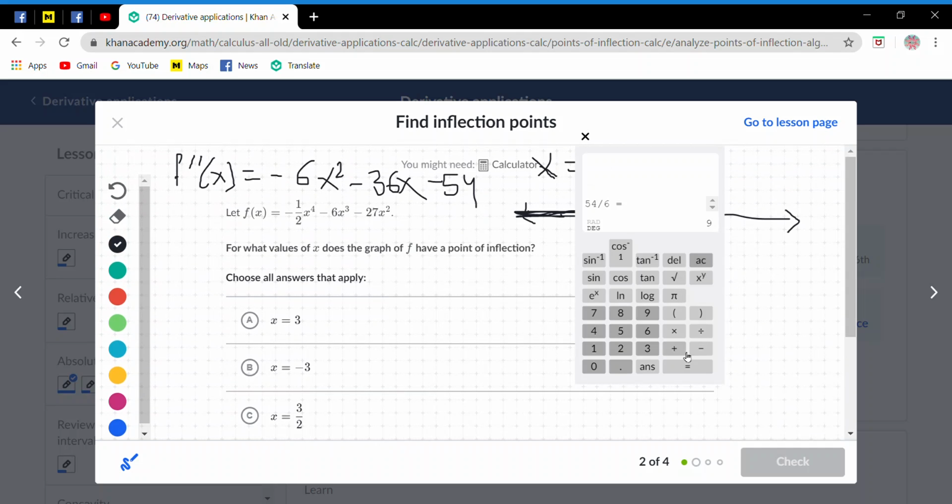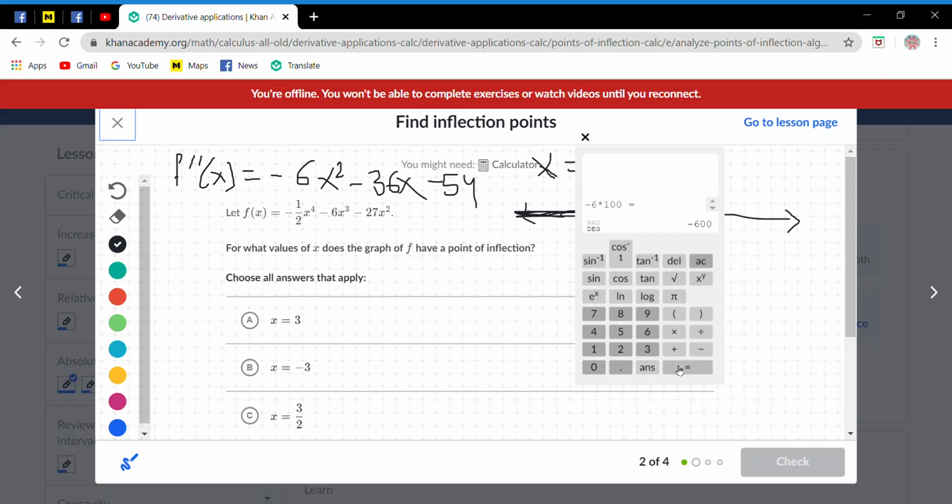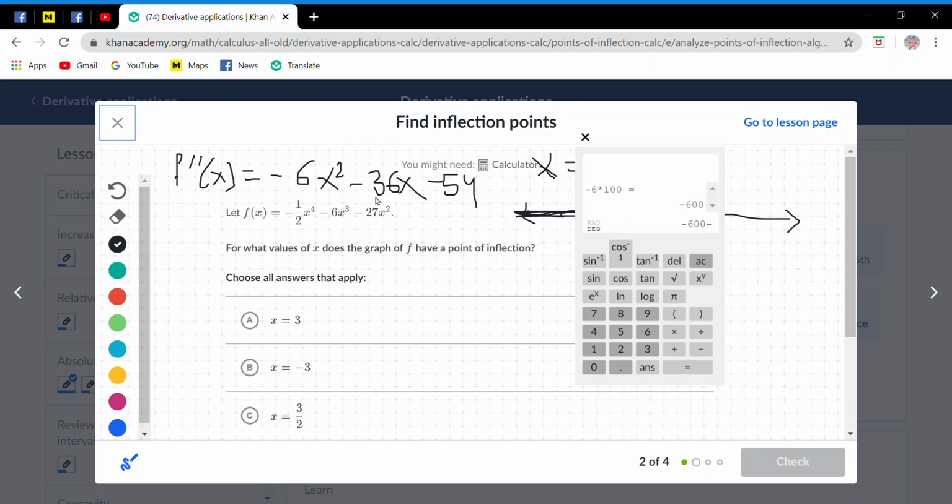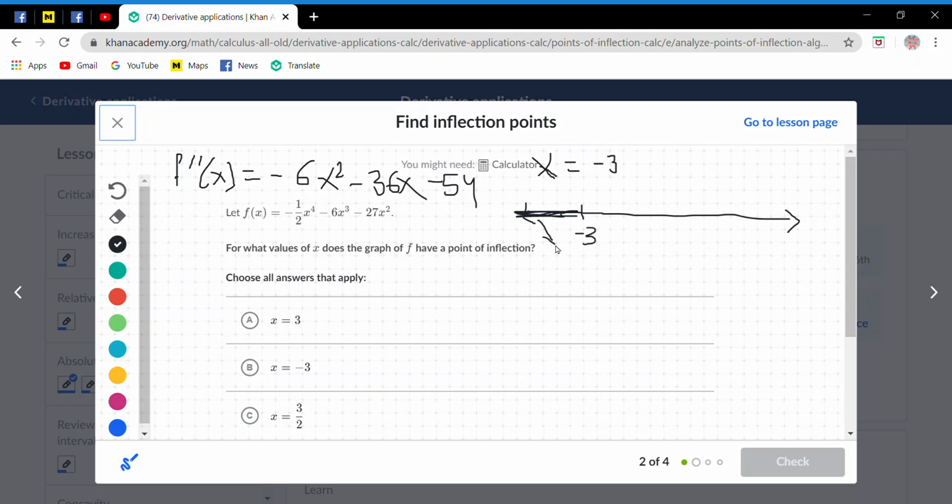So this becomes negative 6 times negative 10 squared, which is 100, so this is negative 600, minus 36x. 36 times negative 10 is negative 360, so minus that is plus 360, minus 54. This is negative 294. So it is decreasing over this interval.